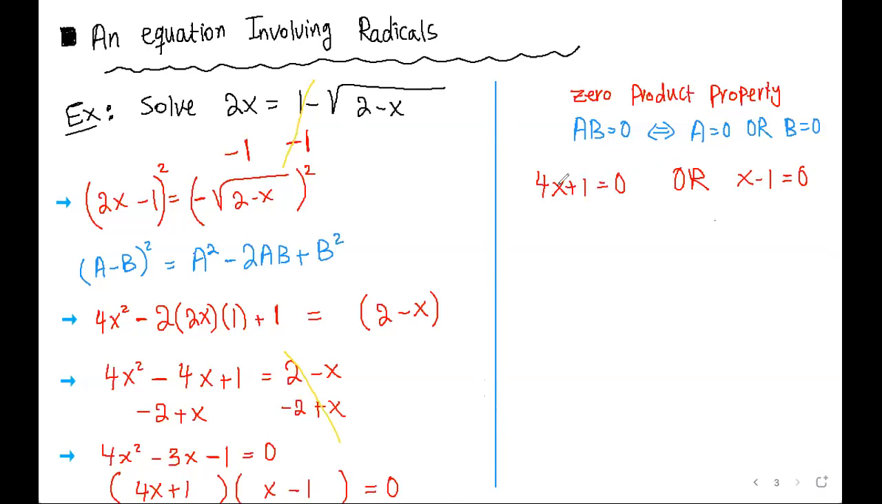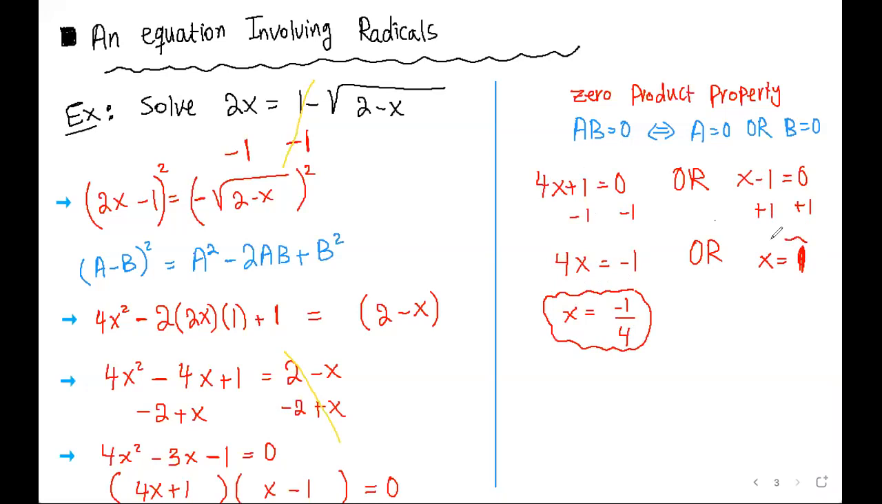How can we solve this linear equation? You subtract 1 from both sides and then divide by 4. Yes, exactly. So for x, 1 minus 1 is 0, equal minus 1. Divide by 4 for both sides, I get x equal minus 1 over 4. Second one, it's simple. We add 1 for both sides, so I get x equal 1. So this is the first solution, and this is my second solution.